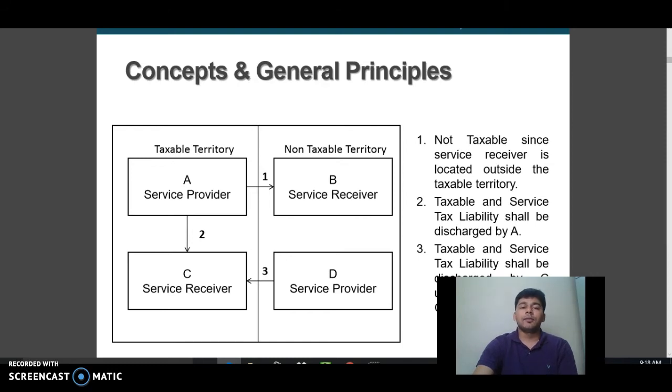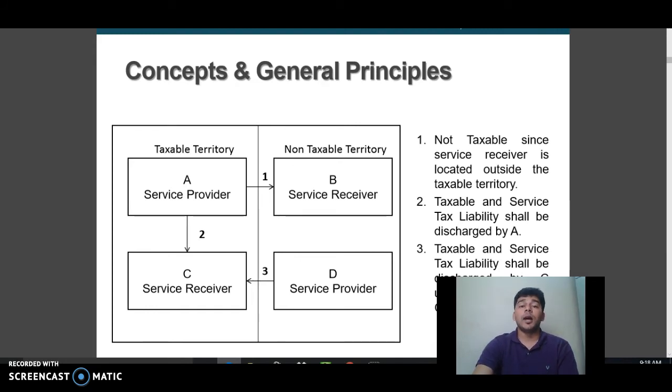In the third case, you see that the service provider Mr. D, who is located in the non-taxable territory, is rendering a service to Mr. C, who is in a taxable territory. So precisely this is what is called importation of service. Now my dear friends, over here what will happen? Where is the consumption taking place of this service? It is taking place in the taxable territory. So service tax will apply.